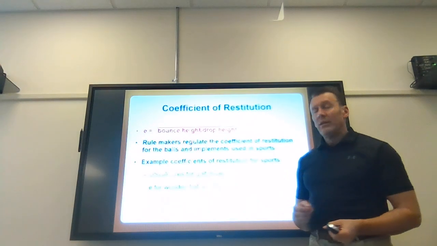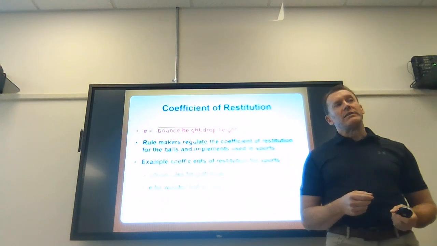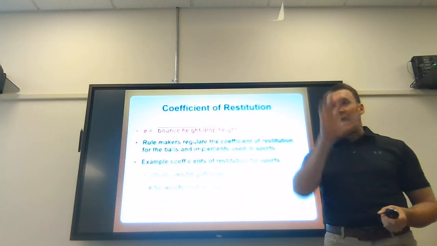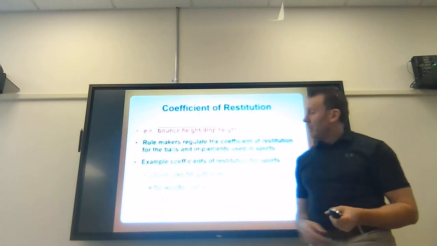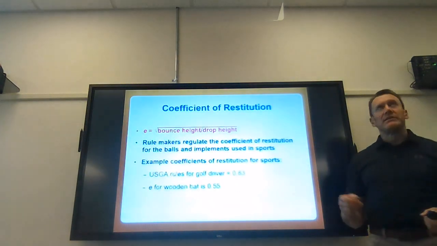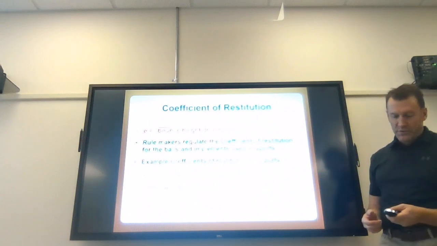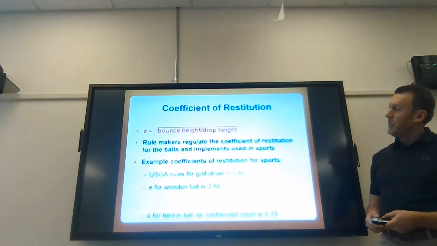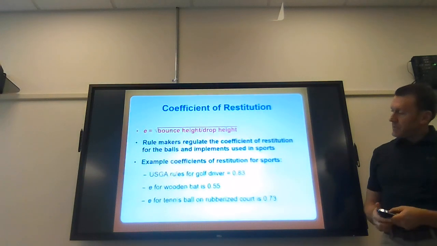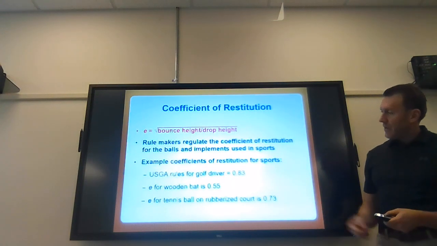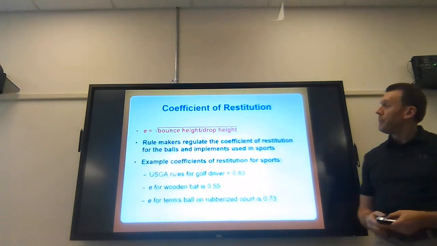Yeah. Especially in cases of aluminum bats, where there's not enough time for a pitcher to react and put their glove up. With a wooden bat, the ball is coming off the bat with less velocity, so there's more loss of momentum. For a tennis ball on a rubberized court, it's 0.73.